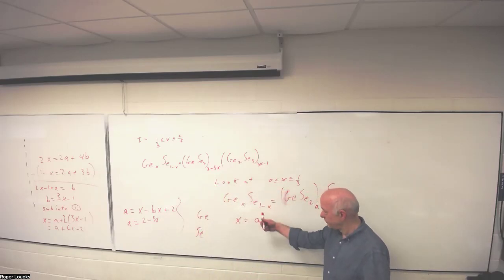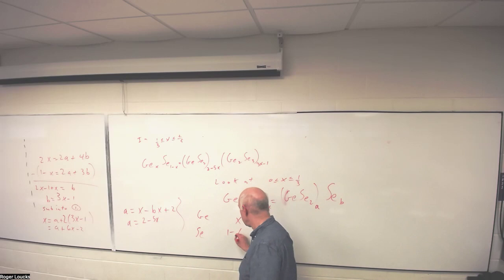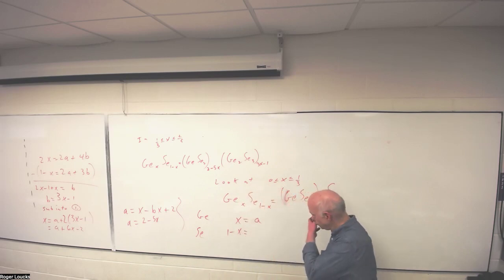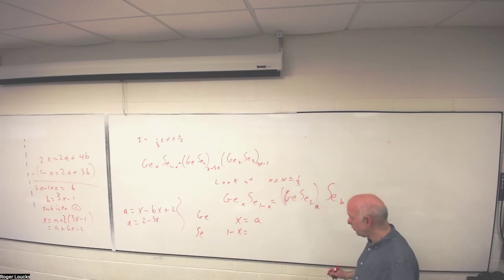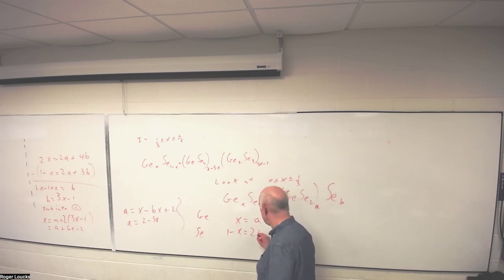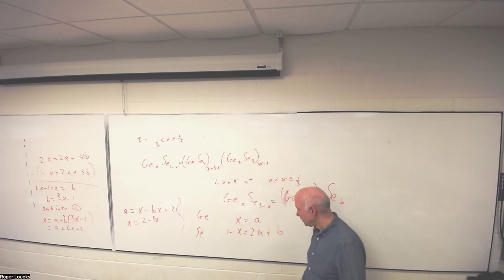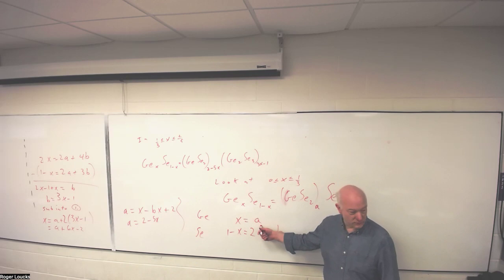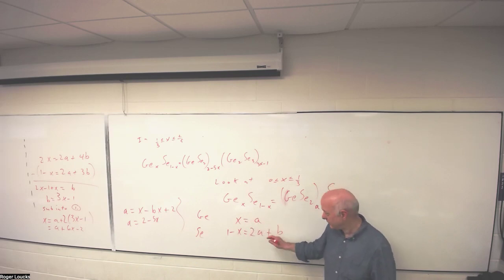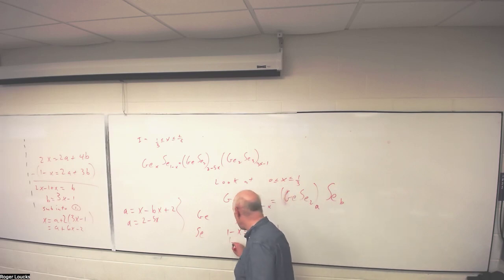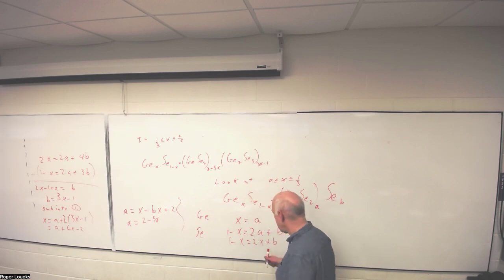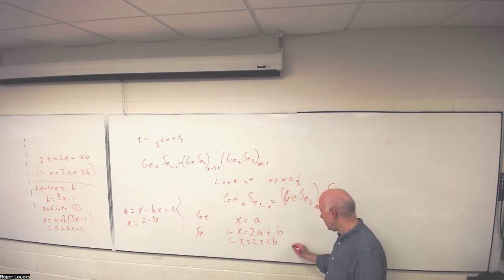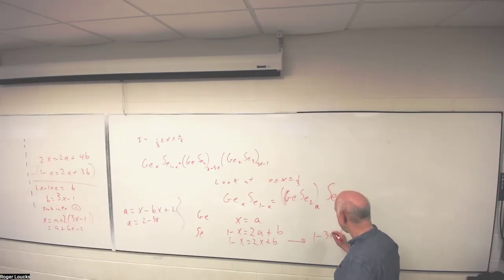On this side, 1 minus x equals, on this side, 2a plus b. I think we know what x is. Let's substitute it in here, because x equals a. So this is 1 minus x equals 2 times x plus b. Oh, there's my 3. Good, okay. So this gives me 1 minus 3x equals b.